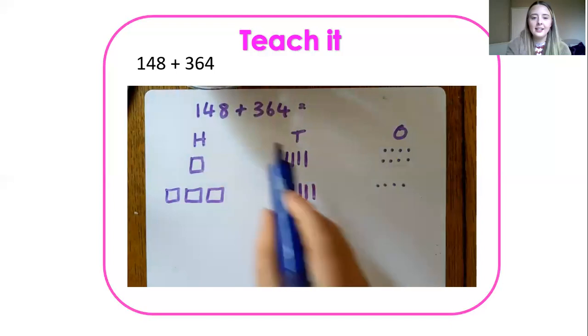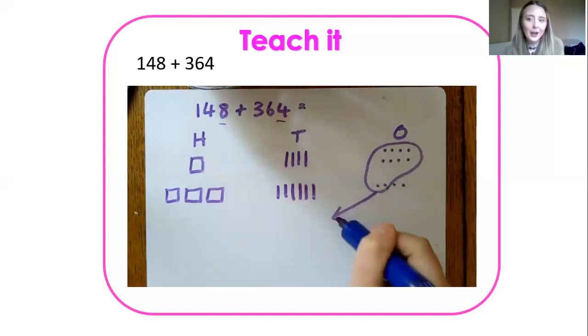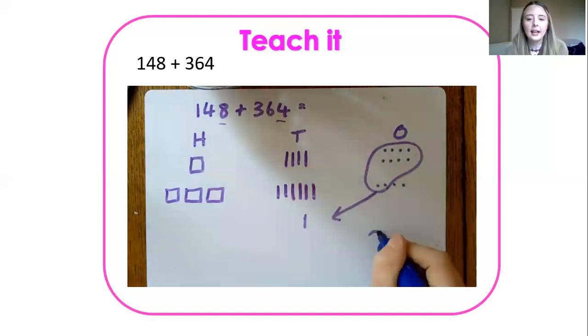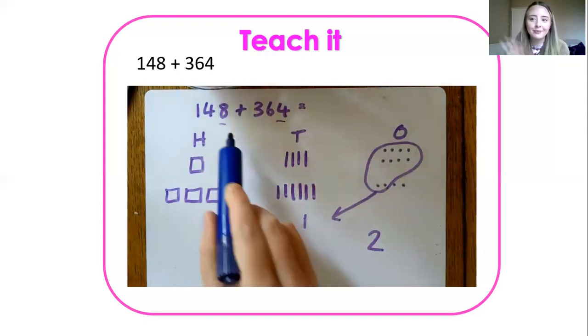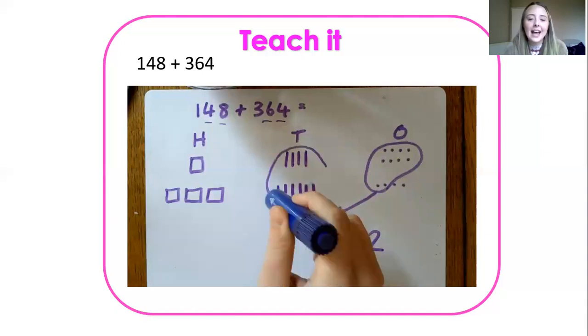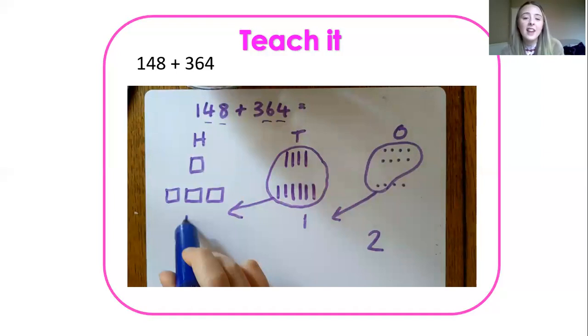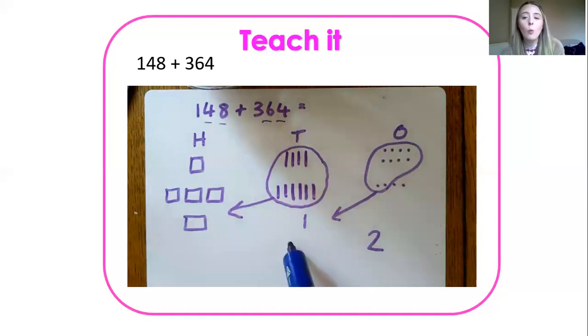Okay then, so we've got 8 and 4 on our ones. I know that's 12, so I'm going to circle 10 of those and leave 2 out, and exchange that for 1 ten. That leaves us with 2 ones. And then we've got 10 tens. I know 6 and 4 is 10, so I'm going to exchange that for 100. And I've got 1 left that we exchanged from the ones, so I'm going to pop a 1 there. And how many hundreds have we got? We've got 5. So our answer is 512.